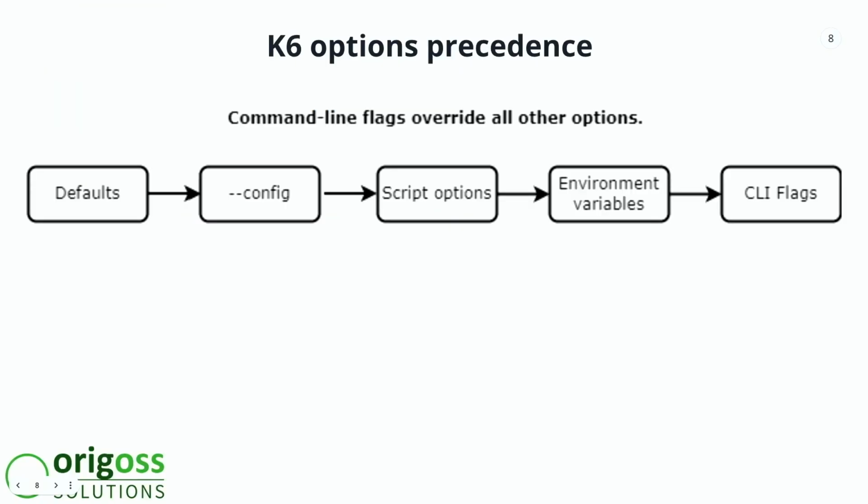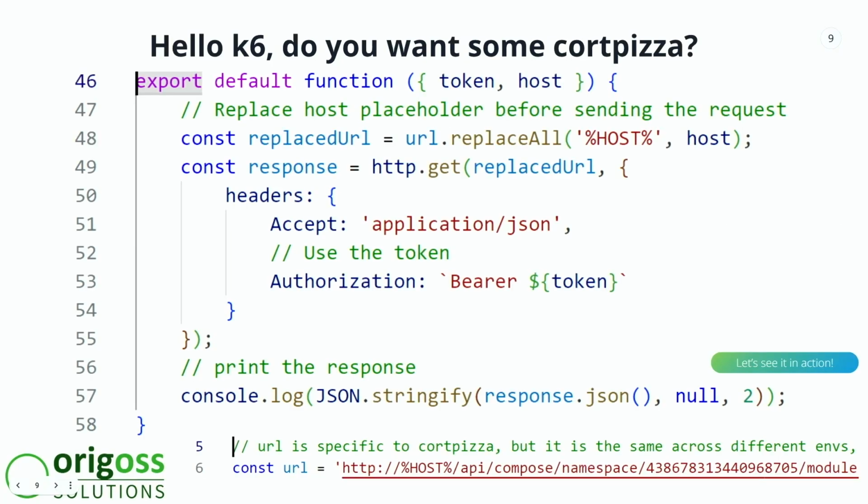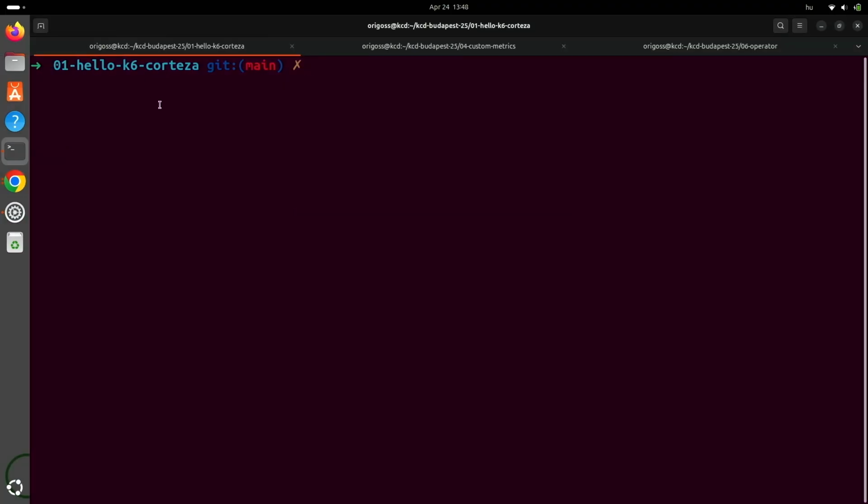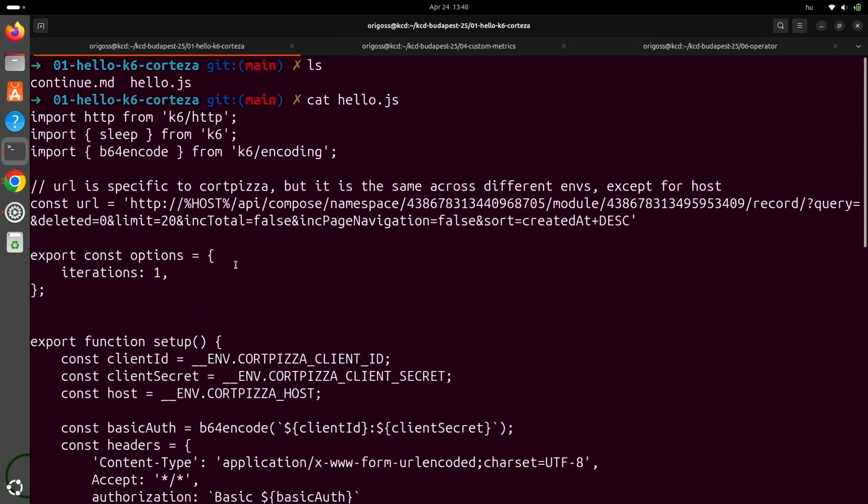Okay, let's move on. I have this slide about the config precedence or options precedence, but I wanted to also show you the Hello K6 Corteza test body. The main thing is in line 49. That is where we do an HTTP request. So let's see this in action. I have to switch to my terminal, and I'm in the Hello K6 Corteza repo on our GitHub. This will be public after my talk. I have a hello.js. This is really the file which I've shown you earlier.